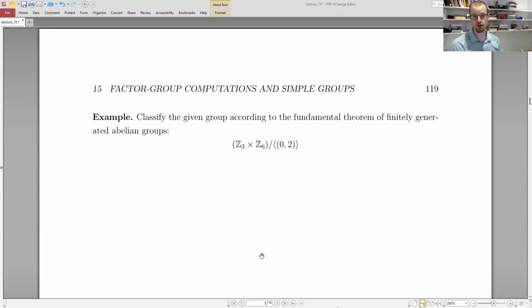Welcome to the office. Let's take a look at an example of classifying a quotient group based on the fundamental theorem of finitely generated abelian groups. Now, sometimes what's convenient for us to do is to discuss the structure of a group based on the order of the group itself. So the order of the quotient group is going to be critical in determining the structure of the group. We'll find this approach is used a fair bit.